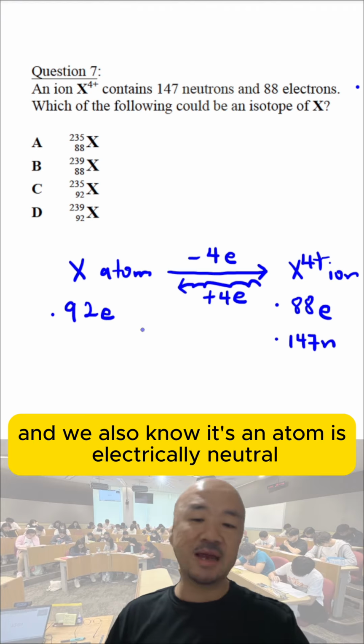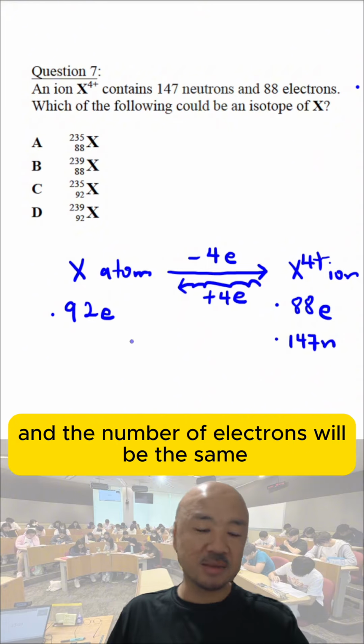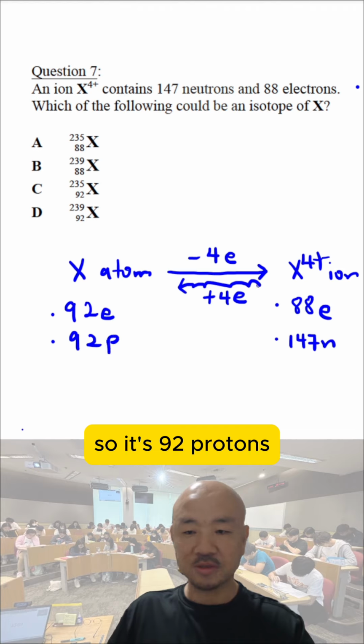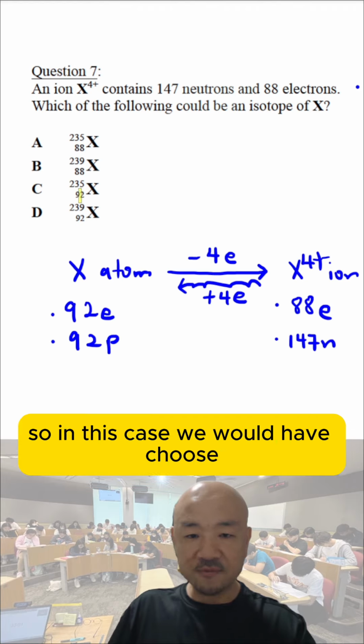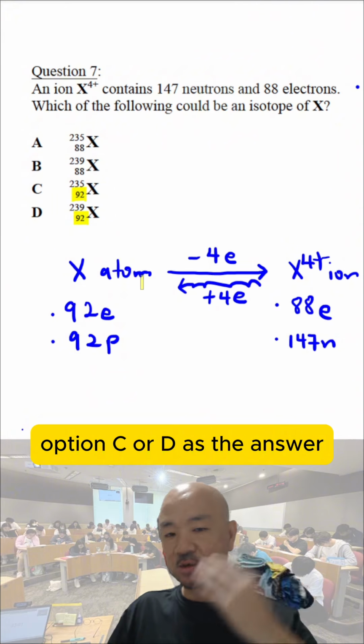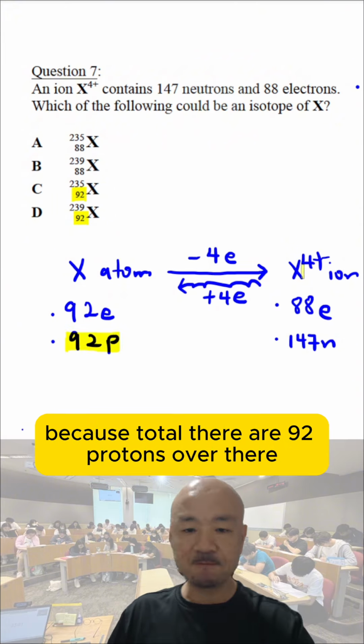And we also know an atom is electrically neutral, and the number of protons and the number of electrons must be the same, right? So it's 92 protons. So in this case, we would choose option C or D as the answer. So A and B are eliminated because they do not have 92 protons, which gives you the proton number.